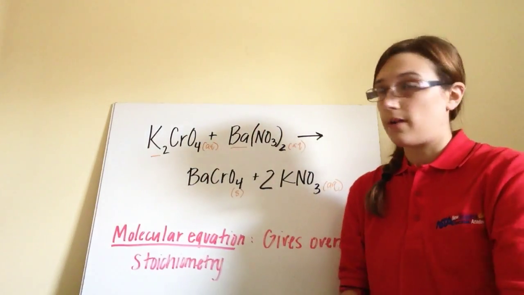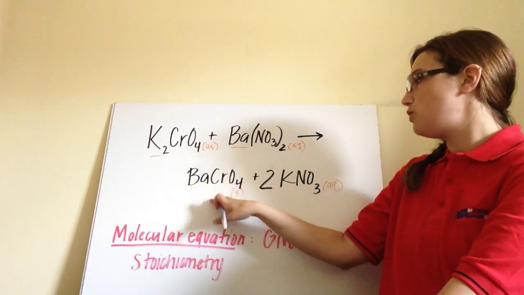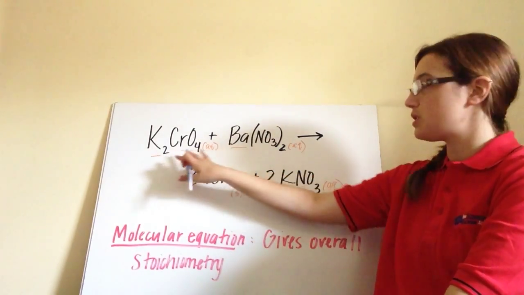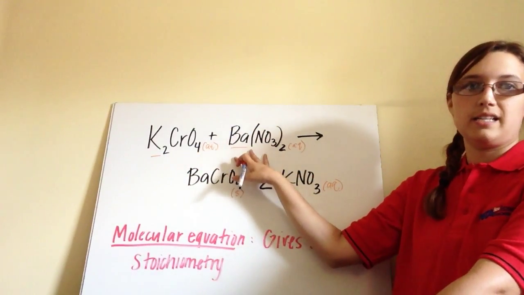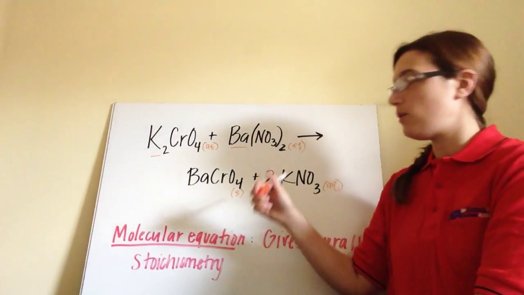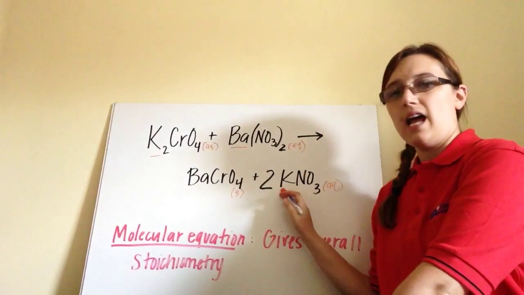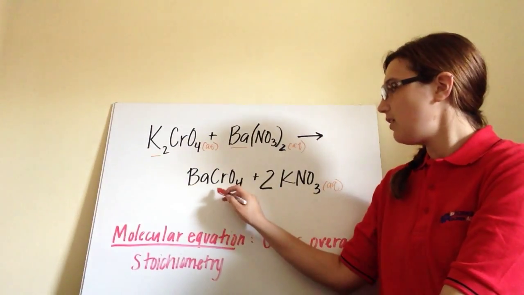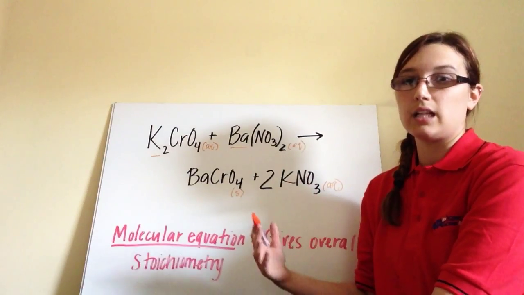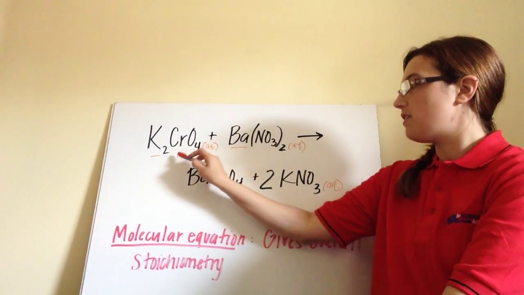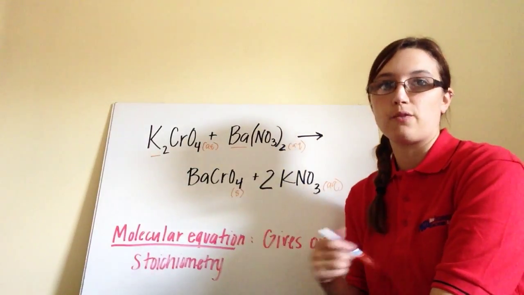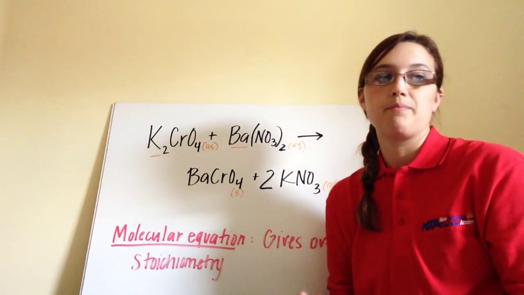If you were to put these two solutions together, potassium chromate is a yellow solution, and barium nitrate is a colorless solution. If we put these together, we find that we form a yellow precipitate in solution. Now, if you think about what I just said, what do you think forms the yellow? It's probably going to be the chromate that forms that yellow color.